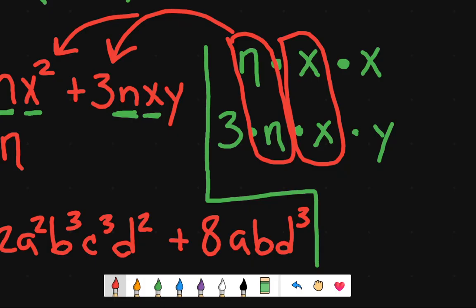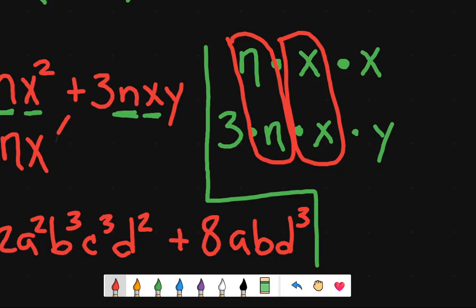So going back to the other side now, I'll get rid of these arrows. I'm just going to factor out n and x. So we have nx, and I'm going to put my parentheses. Now I'm going to start the process of asking, what do I multiply nx by to get nx to the second power? If you said x to the first power, you would be correct. So x to the first power.